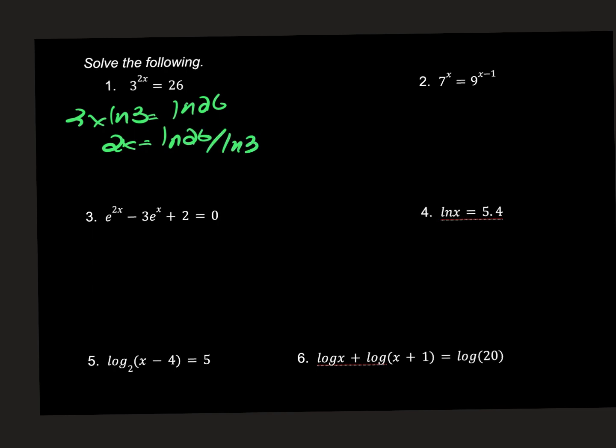Over natural log 3, and punch it in my calculator. I'm getting 2.9656. Just going to divide that by 2 to get my final answer. I'm looking at 1.4828, but we're going 4 decimal places on these.